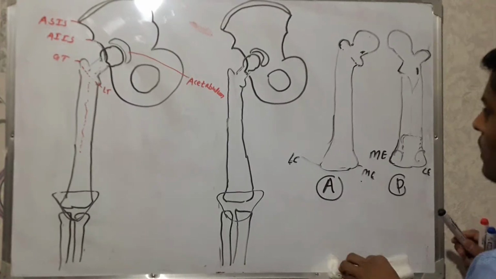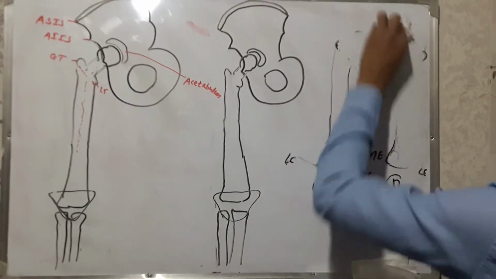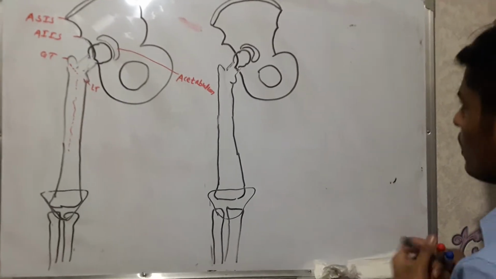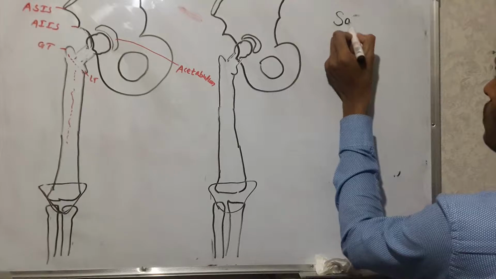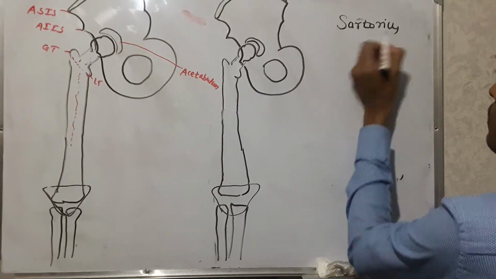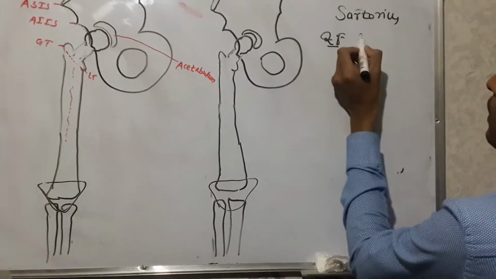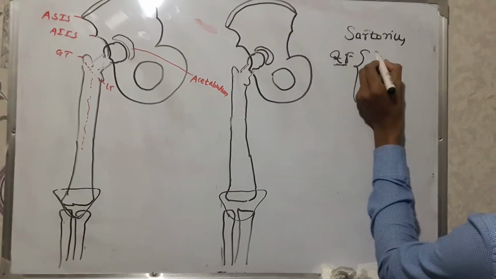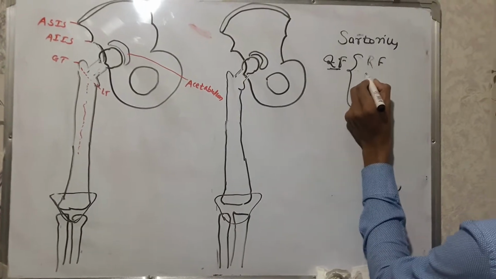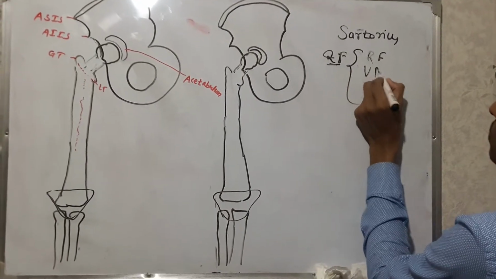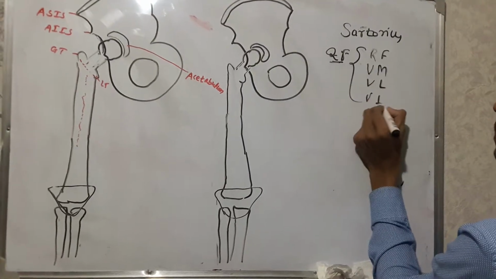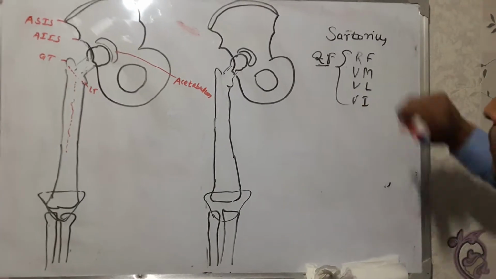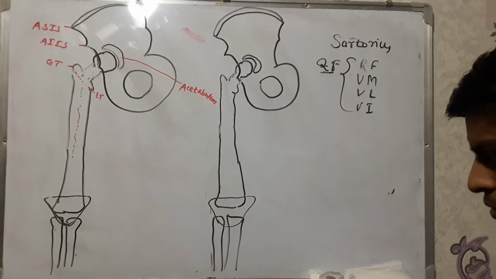Okay, so let's start with the quadriceps femoris group. In front of the thigh, I told you we have muscles like sartorius and the quadriceps femoris group. Actually, this name is given to a group of four muscles: rectus femoris, vastus medialis, vastus lateralis, and vastus intermedius. We will discuss these muscles here, starting with rectus femoris.